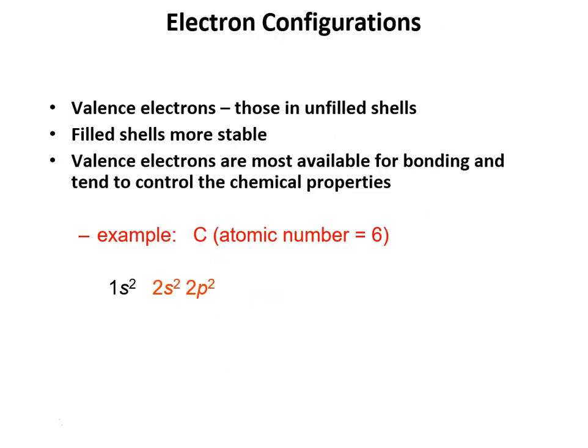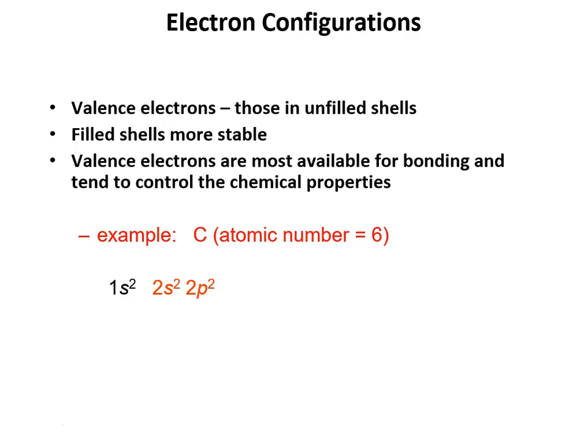Okay, a little bit more about valence versus core electrons. Valence electrons are those in unfilled shells. Filled shells are stable. Valence electrons are available for bonding because they are not in filled shells, and they tend to control chemical properties because they have a higher energy state and they can lower their energy state by interacting with the electrons of other materials.